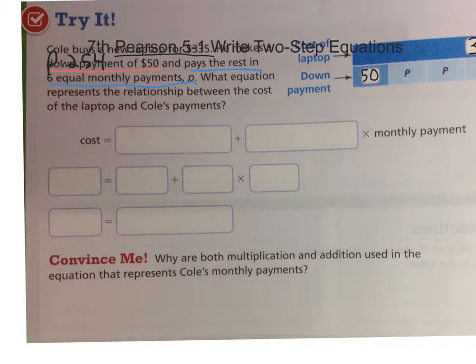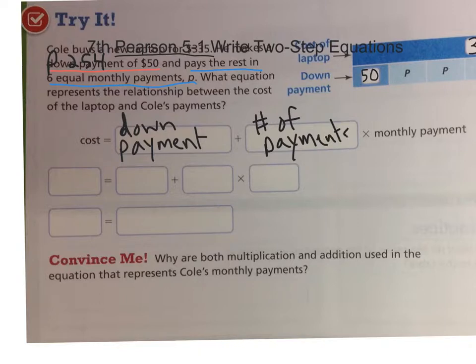So the cost, we could say, is equal to our down payment plus the number of payments times the monthly payment. So we have our down payment and then however many times we pay times how much we pay each time. Alright, that's a general framework for us to get started here.